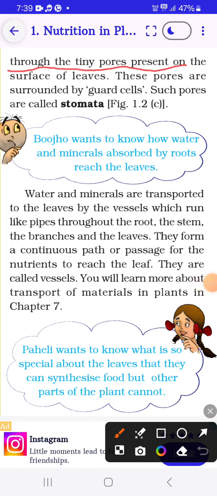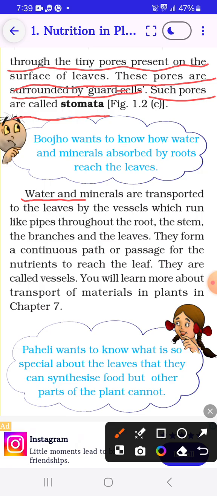Through the tiny pores present on the surface of leaves, carbon dioxide enters. These pores are surrounded by guard cells. Such pores are called stomata. The pores are called stomata, and they are surrounded by guard cells. Okay.